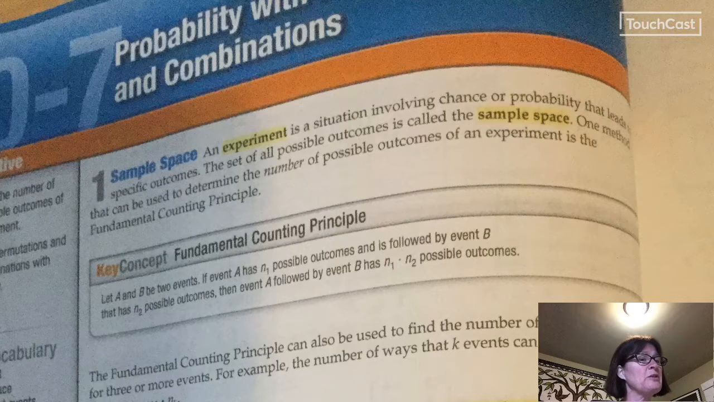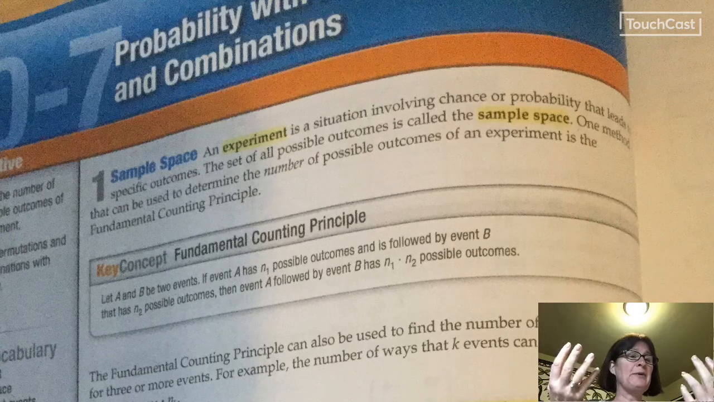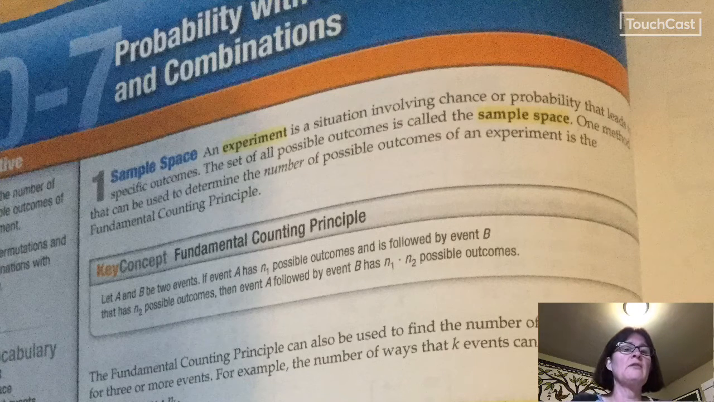So we talked a little bit about permutations and combinations already. I want to make sure we understand some other important ideas about probability. The first is this idea of an experiment and its sample space. An experiment is just something that's going to happen where you don't know what the outcome is. If you're going to flip a coin, the sample space is heads or tails.